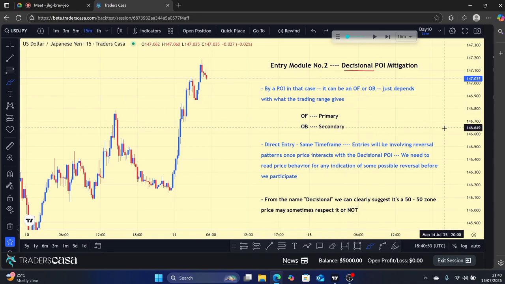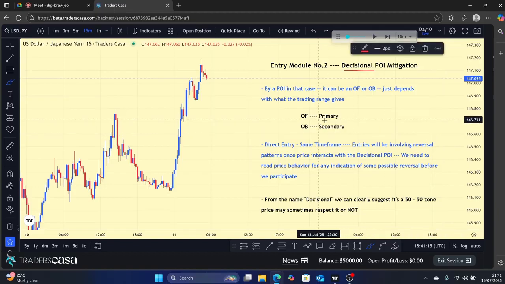By now, I want to believe that you all know that when we are marking the POIs, we start with the primary option, which is the order flows. And until all the order flows are mitigated on that trading range, we cannot go onto the order blocks. Or, until all order flows have failed, we cannot go onto the order blocks. Because of this, the order flow is primary and the order block is secondary. Very, very important. All right, so of course this will be a direct entry.